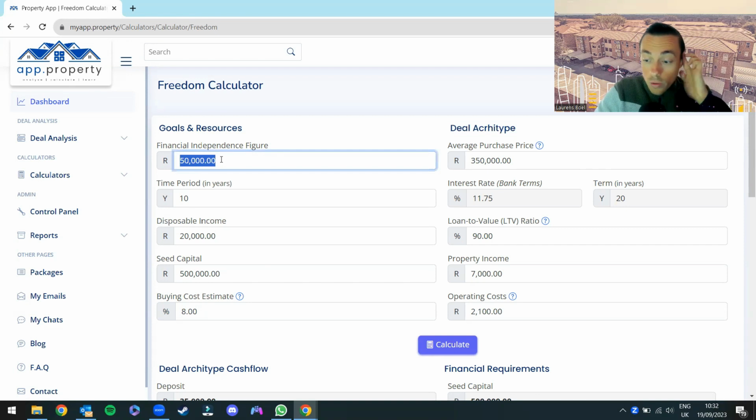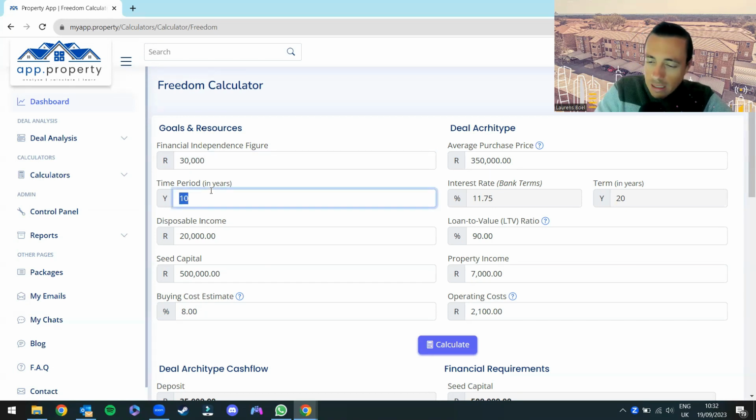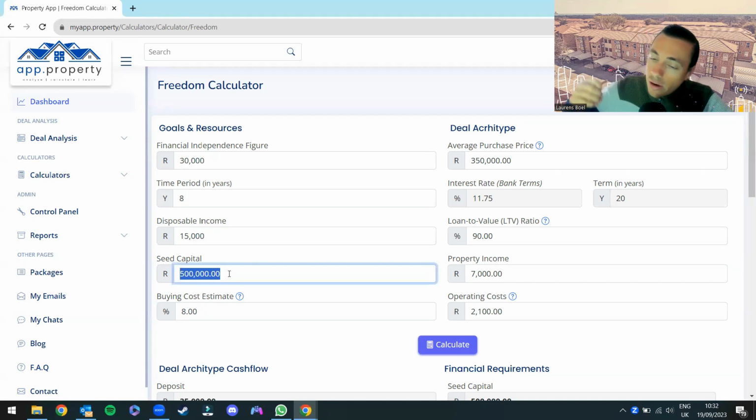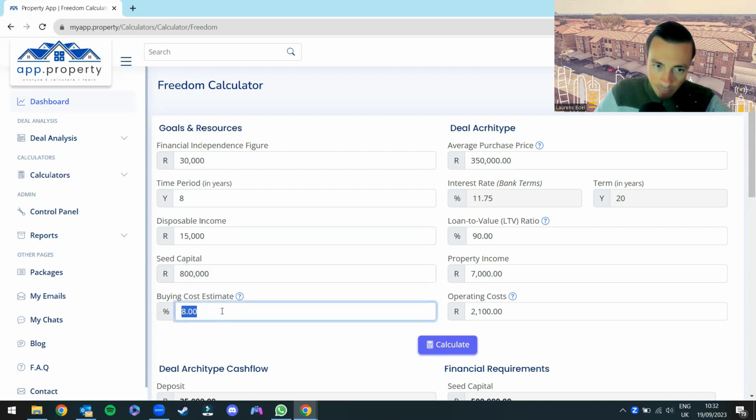So let's say that your financial independence number, i.e. the money that you want passively coming in for you to be able to retire, is 30,000. You're pretty realistic and you're going to work on an 8-year timeline to be able to build that income stream. Your current disposable income, the money that you have after paying all your expenses, let's say is 15,000 Rand per month. And you've got some seed capital. You inherited, let's say 800,000 Rand from your relatives.